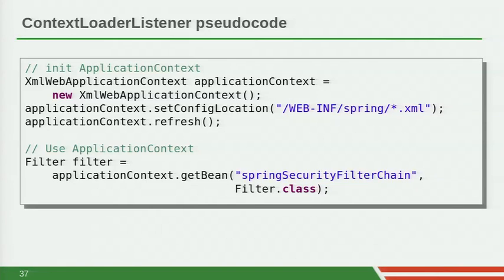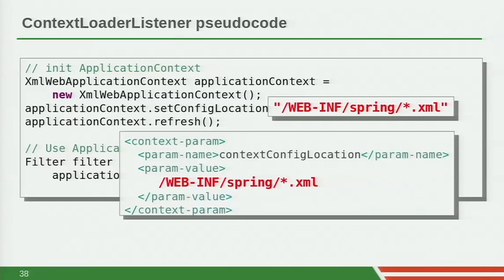You'll notice that the context config location is specified as web-inf spring star .xml. That corresponds to our context config location in our web.xml that we already specified. So this is where all our Spring configuration must be present. You can add multiple lines if you want, but it is important to make sure that all your XML configuration, or if you're using Java configuration, corresponds to this location.